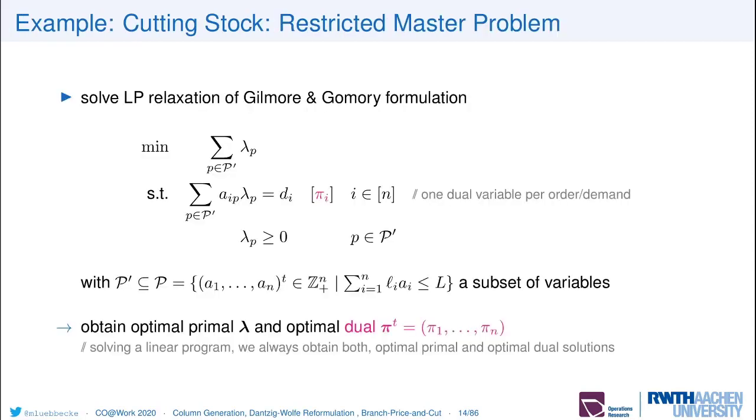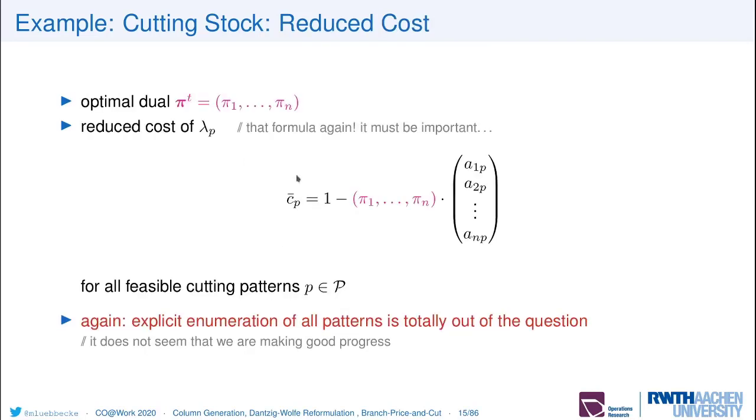Okay, let's look at an example of how that could work in practice, so to speak. Let's look at the Gilmore-Gomory formulation, so this pattern-based formulation of the cutting stock problem. We have seen this so far, and let's say we initialize this model with only a small subset of patterns, wherever we got them from. Okay, so this has few variables. I can solve that one to optimality with, for example, the simplex method, and what I will get also is an optimal dual solution. So for every constraint here, for every order, I get a dual variable, a value.